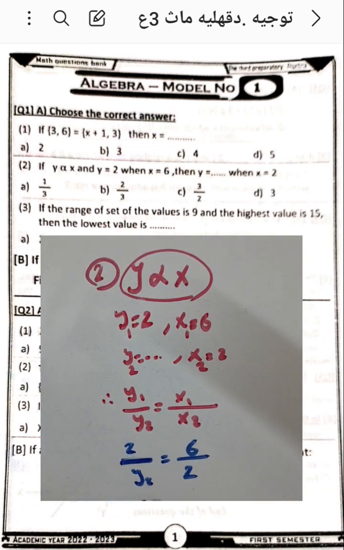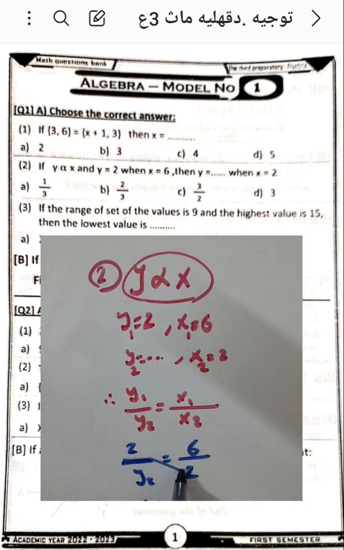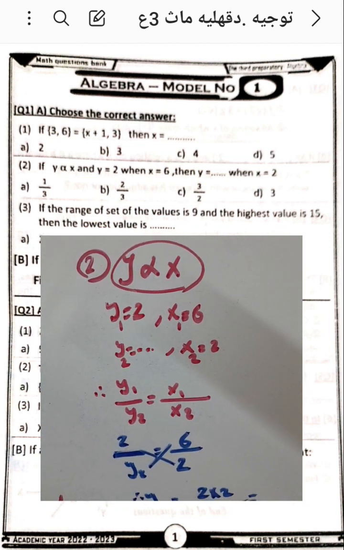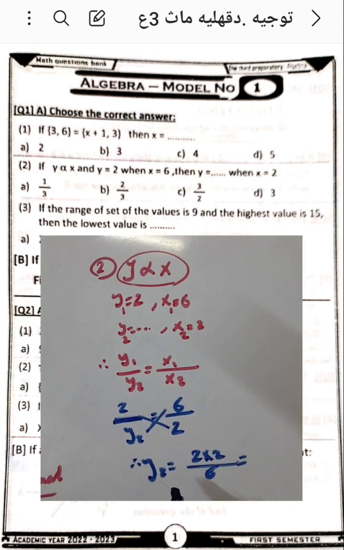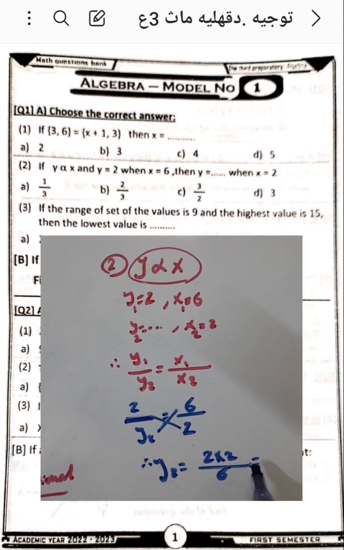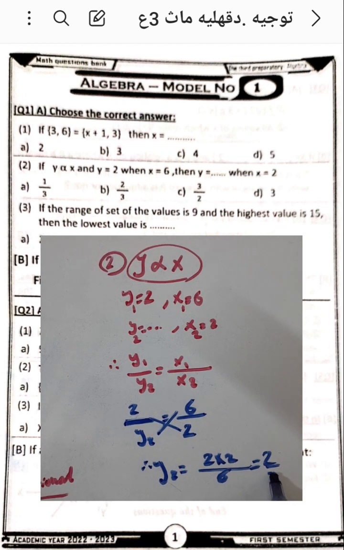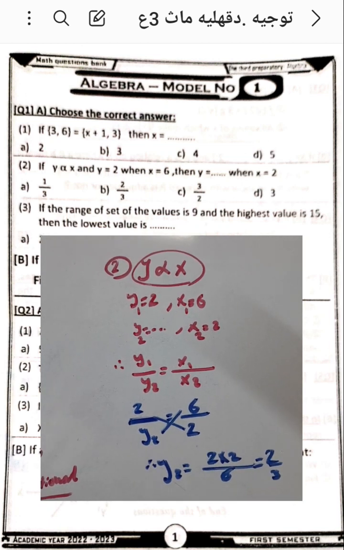Then y2 will be equal to 2 times 2 over 6. 2 times 2 equals 4. 4 over 6, we can simplify it. It will be 2 over 3. Choose letter C here.